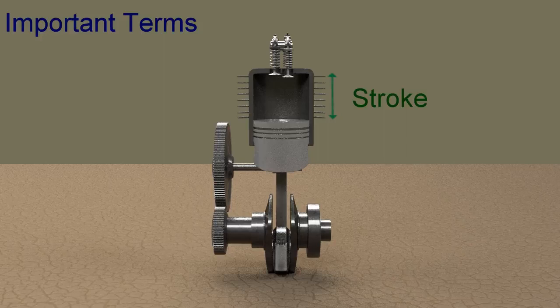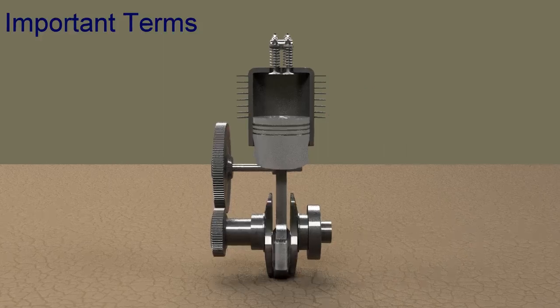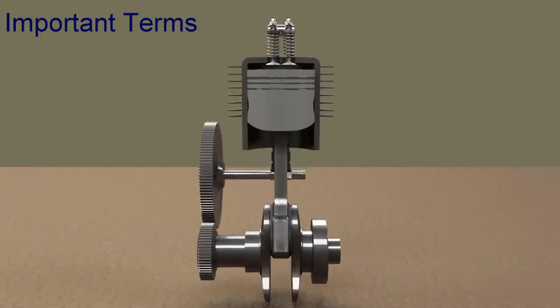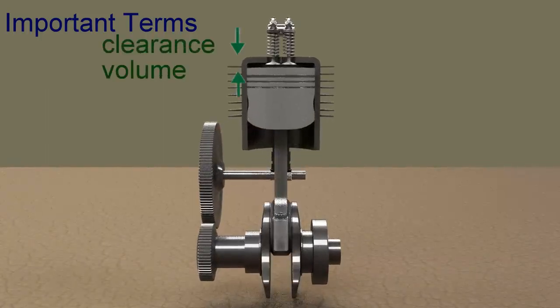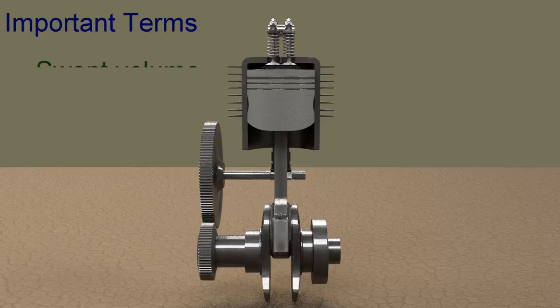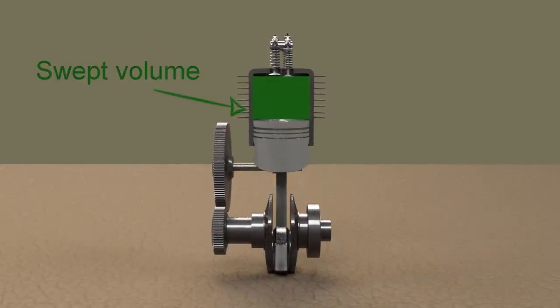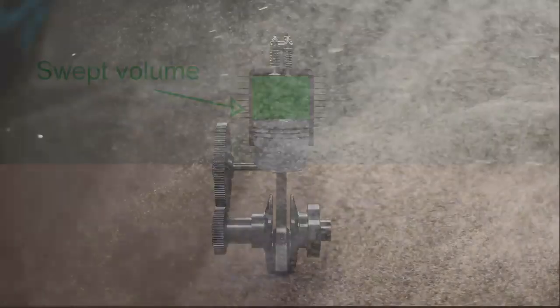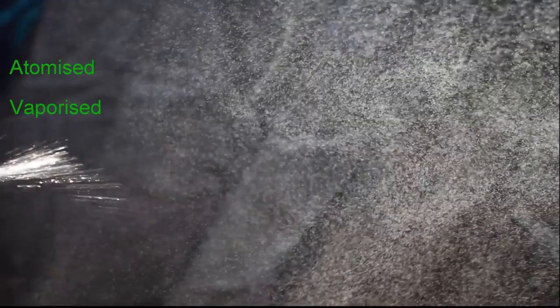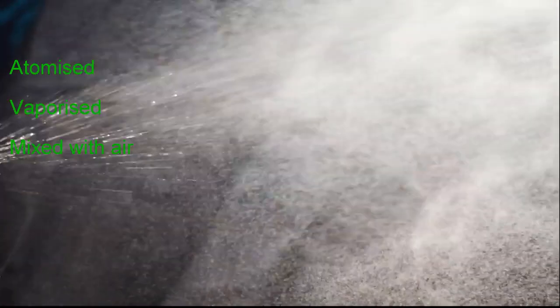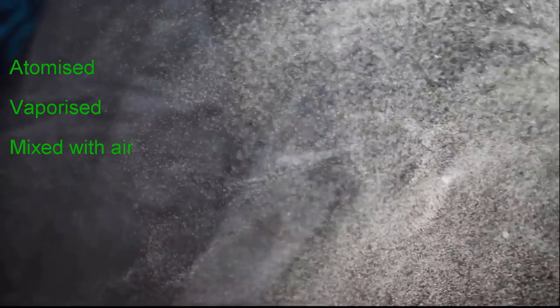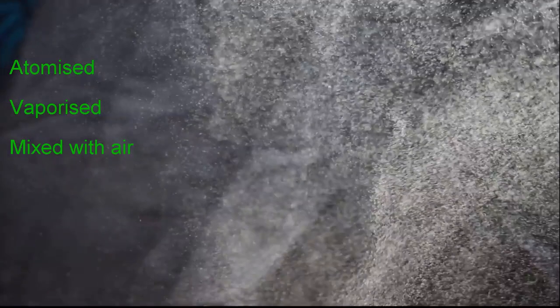There is some space left on the combustion side of the piston at top dead center, which is called the clearance volume. Swept volume is the volume swept by the piston in one stroke. In a spark ignition engine, liquid fuel is atomized, vaporized and mixed with air in correct proportion before being taken to the engine cylinder through the intake manifold.